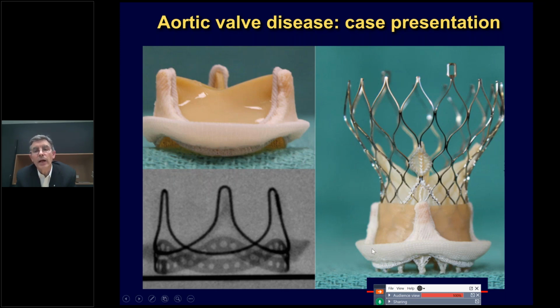If you were to put in a valve that sits in here at this level, by definition, you could never have a new orifice that's as big as the surgical orifice and certainly not as big as the original native orifice. So this is a valve in valve. Typically, the self-expanding valves are used because of that supra-annular position of the leaflets.